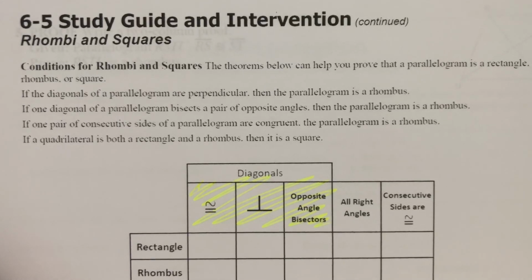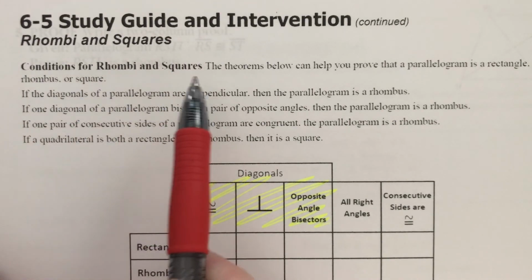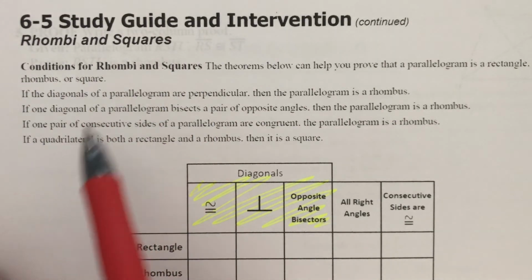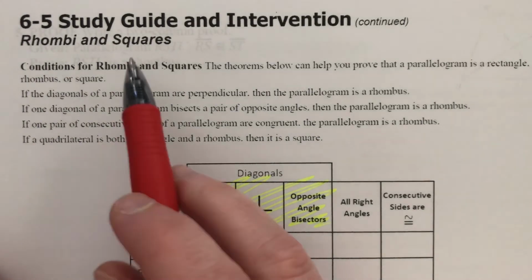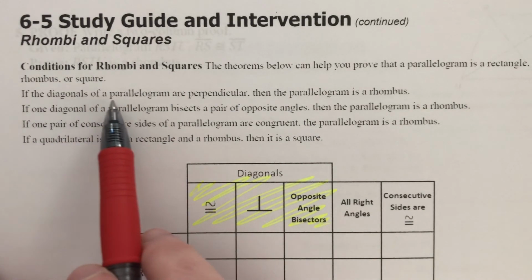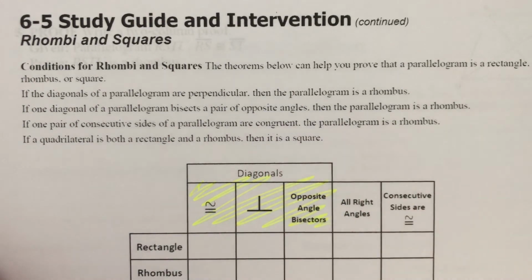This is part 2 of lesson 6.5 covering the rhombus shape and the square shape of parallelograms and what qualifies as each of those. So here are some conditions or some theorems that you can use to help prove that a parallelogram is a rhombus. Rhombi is the plural form of rhombus, or a square. If the diagonals of a parallelogram are perpendicular, then the parallelogram is a rhombus.